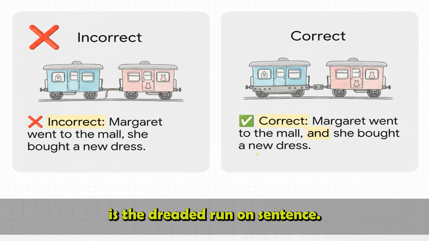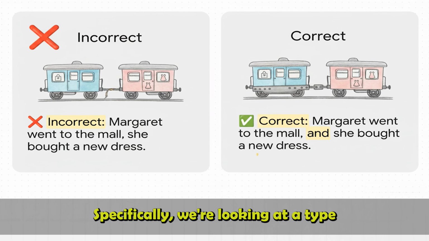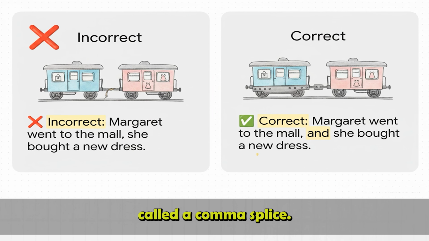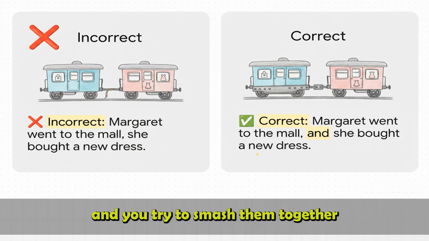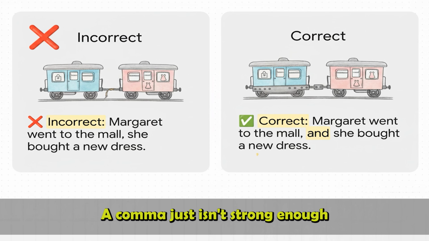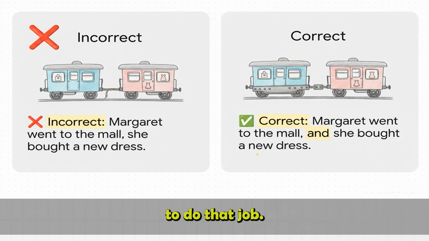First on our list is the dreaded run on sentence. Specifically, we're looking at a type called a comma splice. Now, this happens when you have two complete, independent ideas, and you try to smash them together using only a comma. A comma just isn't strong enough to do that job.